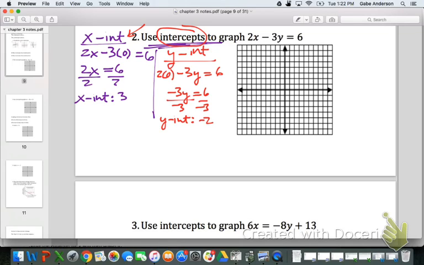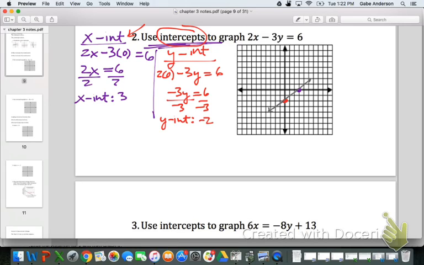Is that still making sense? Yes? So now we just plot those 2 points. The x-intercept was 3, so that means I'm right about here. And the y-intercept was negative 2, so that means we are right about here. And remember earlier, the way that we define a line is simply with 2 points. So I would connect those 2 points with a straight line. And remember, with lines, we put the arrows on the ends indicating that the line goes on forever. And we're done.